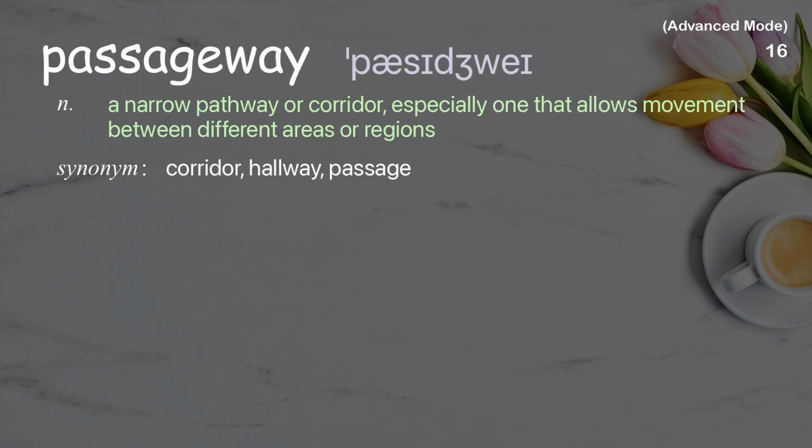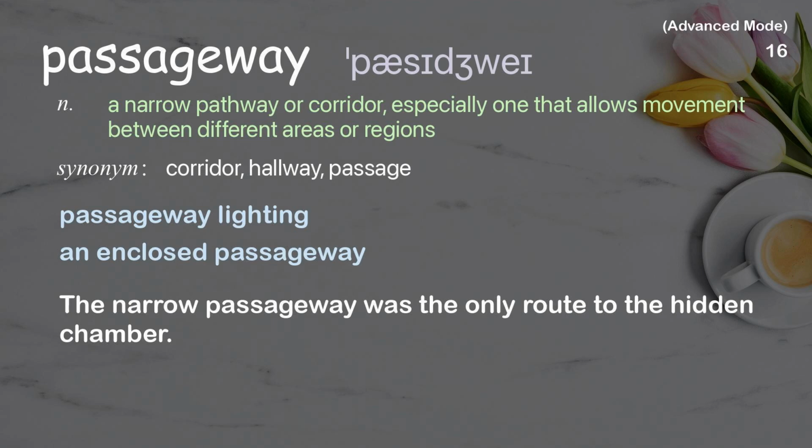Passageway. A narrow pathway or corridor, especially one that allows movement between different areas or regions. Examples: passageway lighting, an enclosed passageway. The narrow passageway was the only route to the hidden chamber.